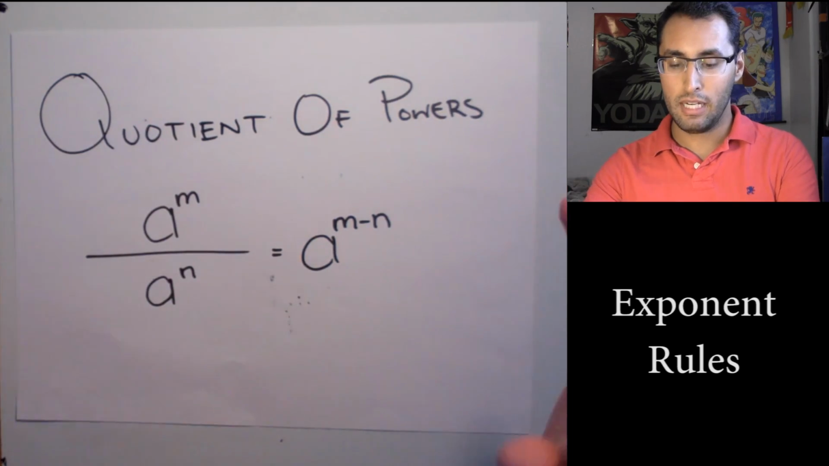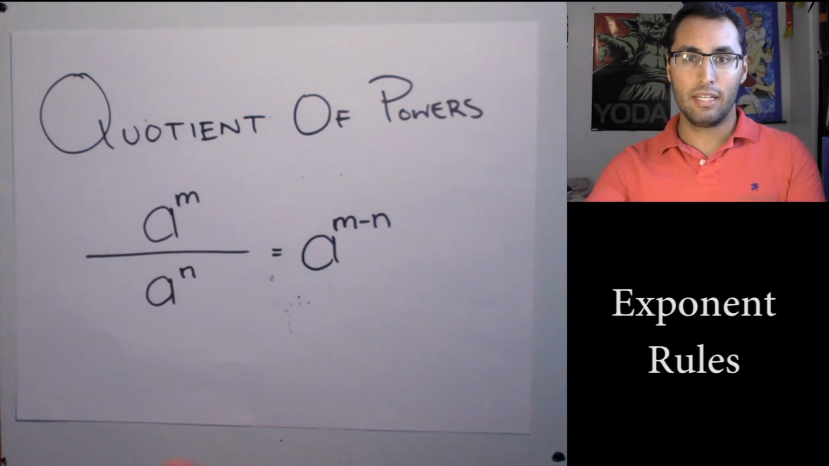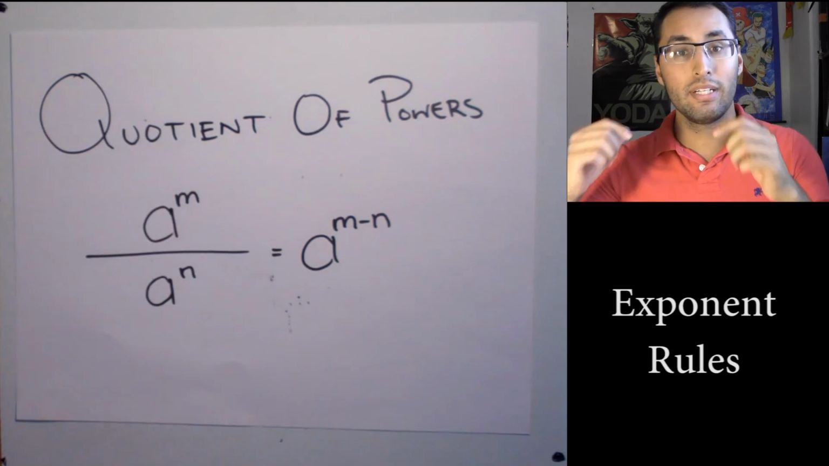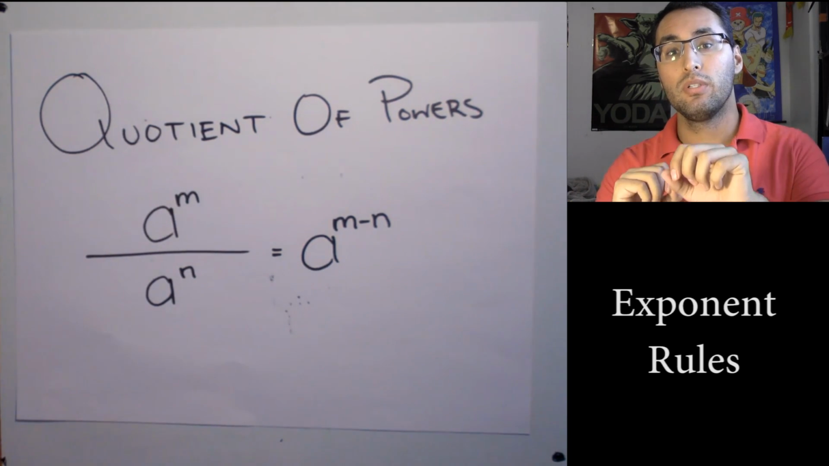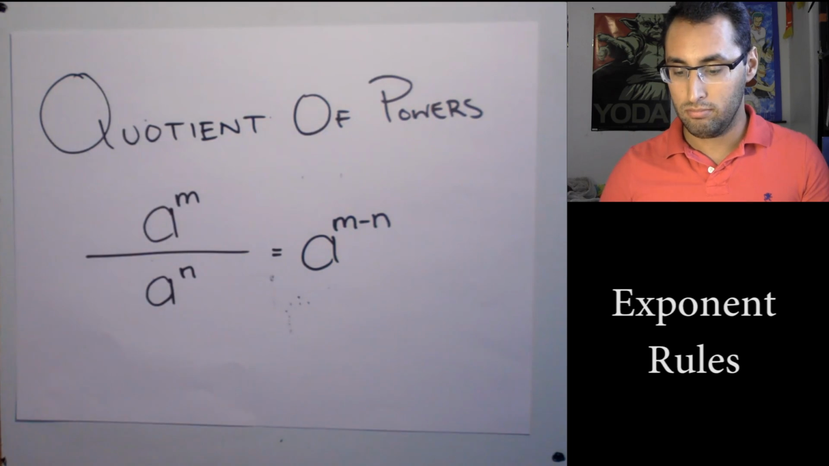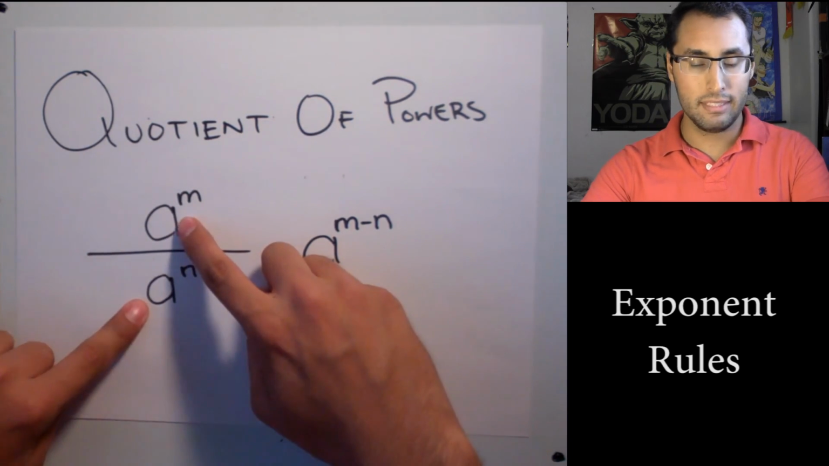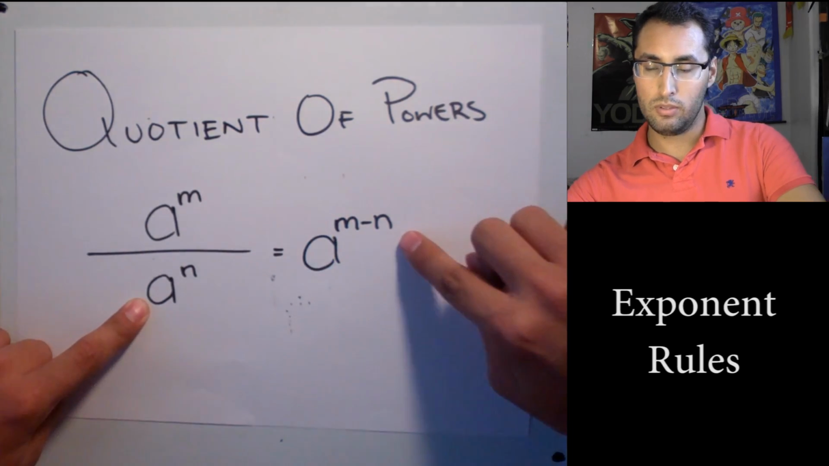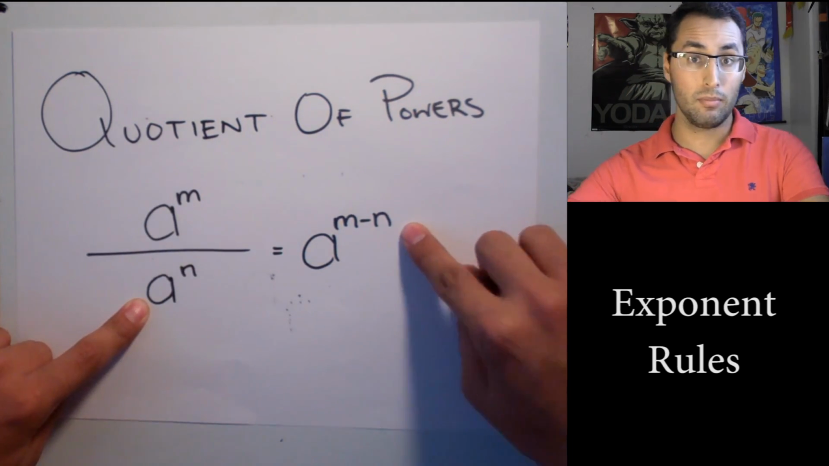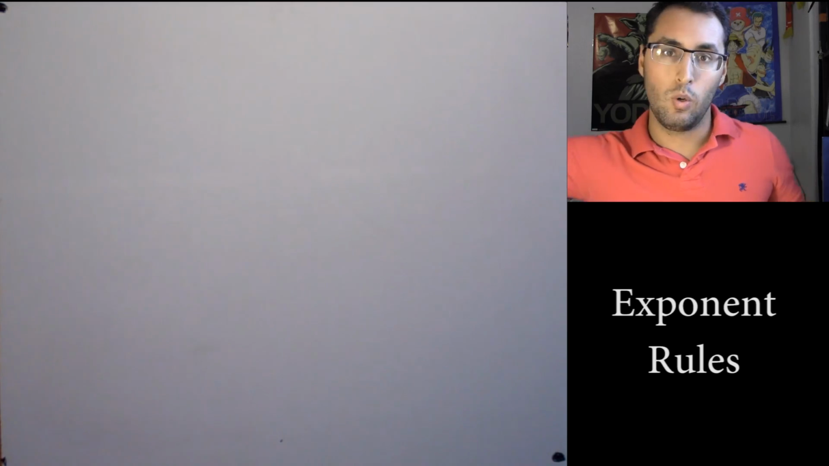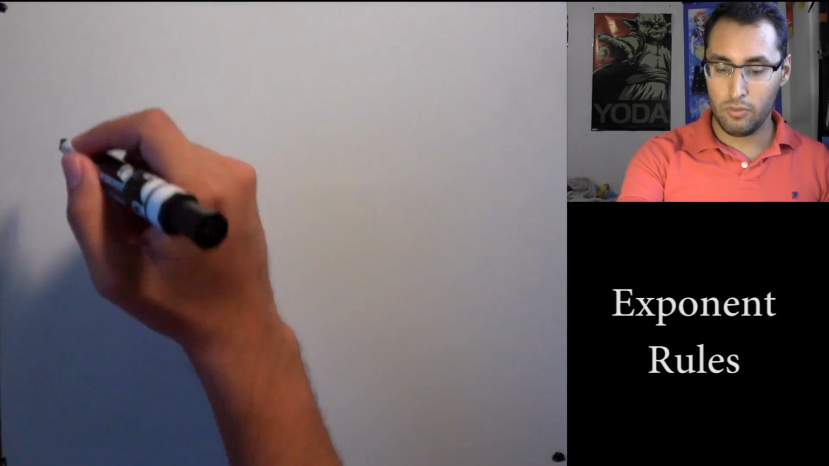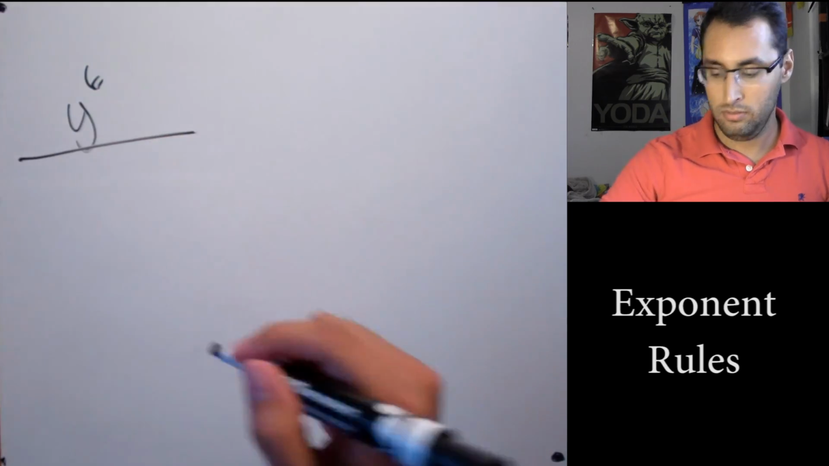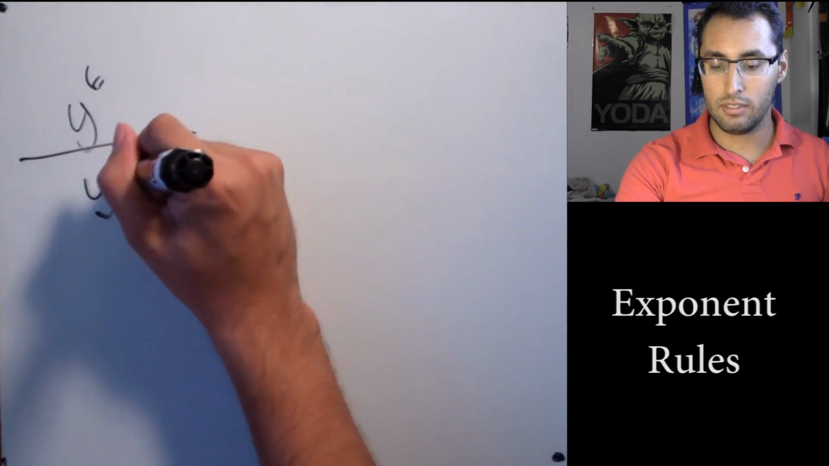The next property that we have is the quotient of powers, meaning that I have two things written as a fraction, and we need to understand what we do with their powers in a fraction. If you look over here, the bases must be the same, but whatever the powers are, we're going to do something. We're going to keep that in mind. So this quotient of powers, our example is y to the 6th power over y to the 2nd power.